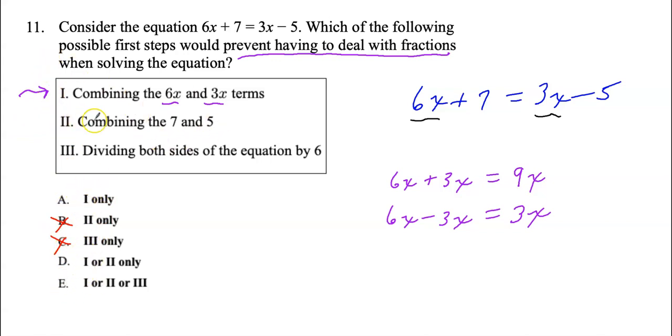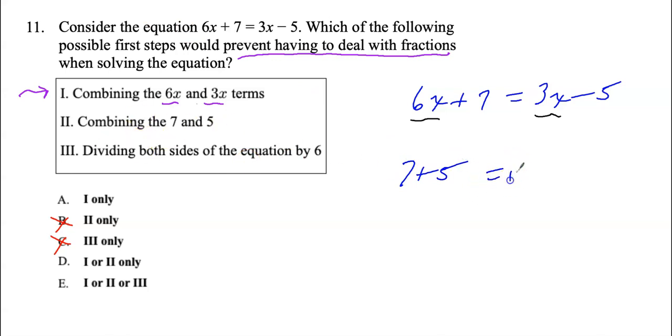Okay, now let's see if I combine the 7 and 5, would I get a fraction? Well, let's see. If I combine the 7 and the 5 here, well, when you combine, you can either add them or subtract them. So if I add 7 and 5, I get 12. If I subtract 5 from 7, or go 7 minus 5, I get 2. These are not fractions, they're whole numbers. So when I combine the 7 and the 5, I don't get a fraction. It prevents me from having fractions.